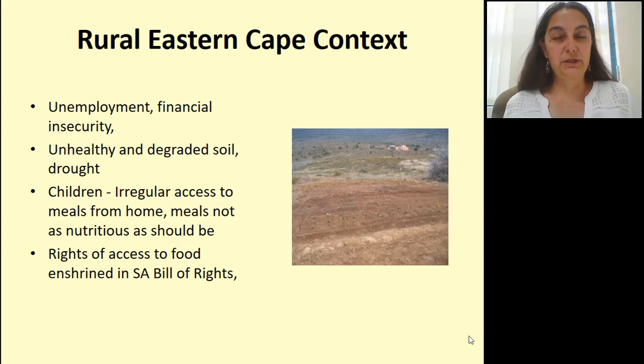A little bit more about the context in which I'm going to be talking today. The rural Eastern Cape suffers from high levels of unemployment and financial insecurity. As you can see from the photograph on the right, we have an unhealthy and degraded soil, and currently we are experiencing a drought. Children at school have irregular access to meals from home, and often their meals are not as nutritious as they should be. You can see there's an inherent contradiction here with the South African Bill of Rights, which insists that all children have rights of access to food.